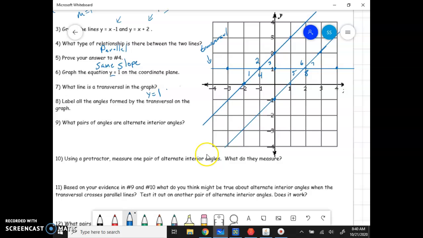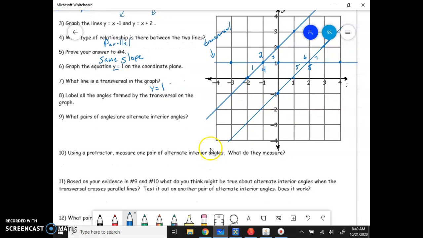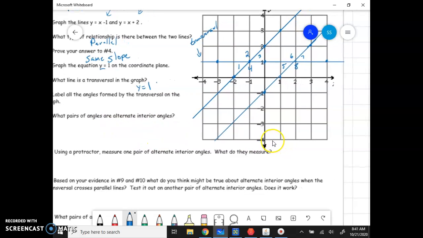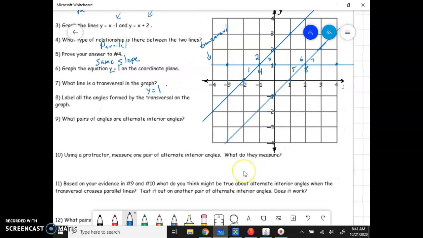Now we can start listing some angle pairs. I'm going to leave you up to number 9. What pairs of angles are alternate interior angles? Okay, I'll let you do that one. Using a protractor, you might not have a protractor. If you do, you could follow along. I'm going to pull mine up here.